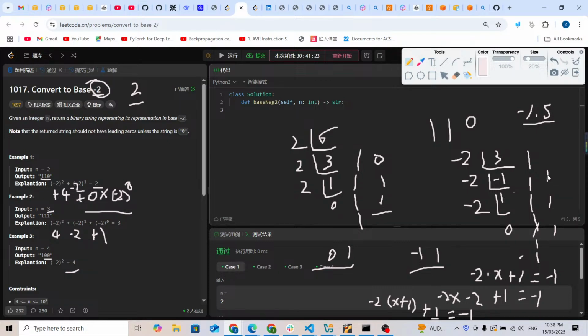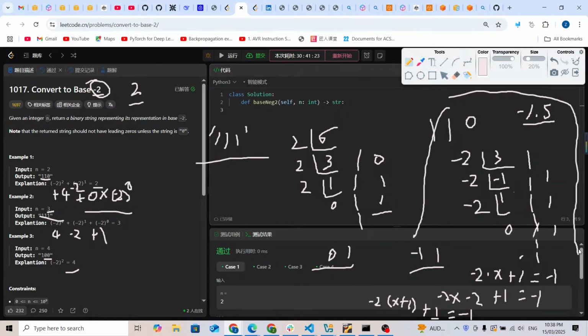Now what is the final answer? It is 1, 1, 1. So this means for this number 3, the binary representation is a string of 1, 1, 1, and this is our calculation. Now we just need to turn this calculation into code, and then we're going to directly use the code to solve the problem. It is just a binary calculation, but instead of a positive 2, now it becomes a negative 2.